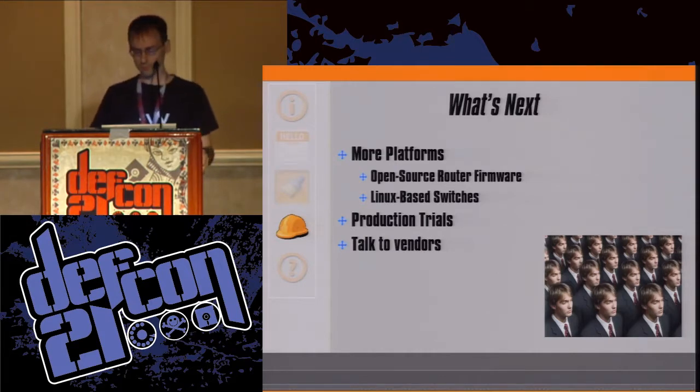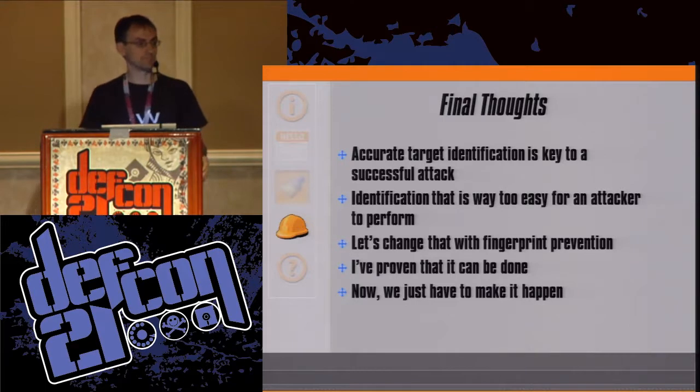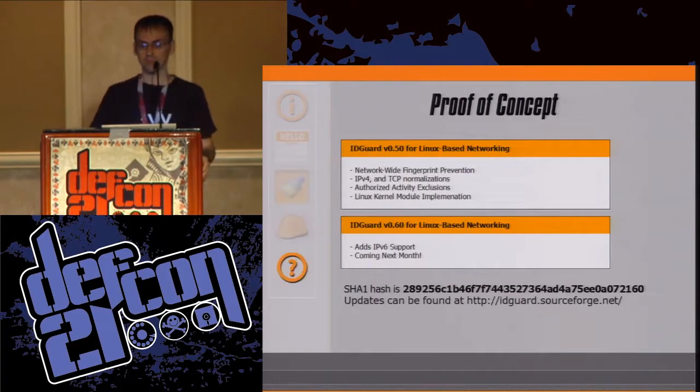All right, so some final thoughts. There's a couple more things after this, but this is just a summary. Accurate target identification is key to a successful attack. Identification that is way too easy to perform. Let's change that with fingerprint prevention. I've proven that it can be done. Now we just need to make it happen. Right? The proof of concept will be available this afternoon.